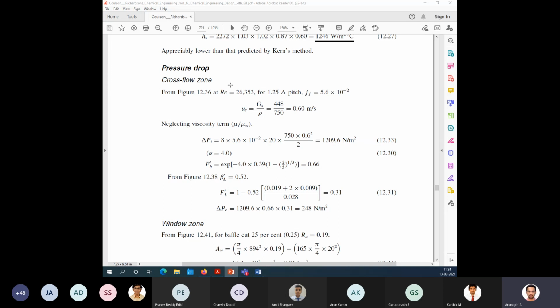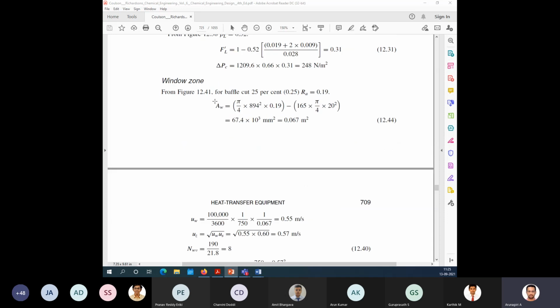Next, in the cross flow zone, you have to account for both the leakage correction factor and the bypass correction factor. For this case, the value of alpha is 4. You can take the value of NS by CV as 1:5. Then your FB dash is 0.66. Similarly, you can calculate FL dash, which would be around 0.31. So your pressure drop in the cross flow zone is 1209.6 times this 0.66 and 0.31.